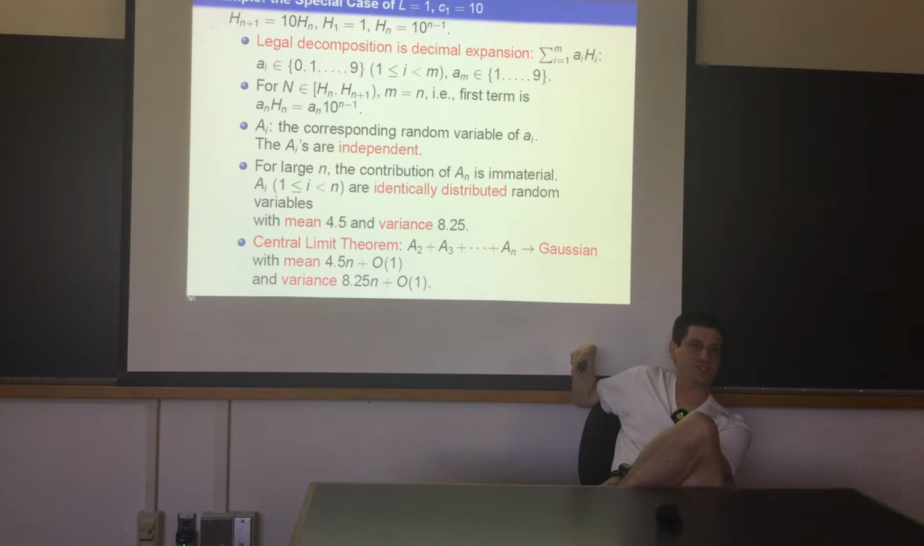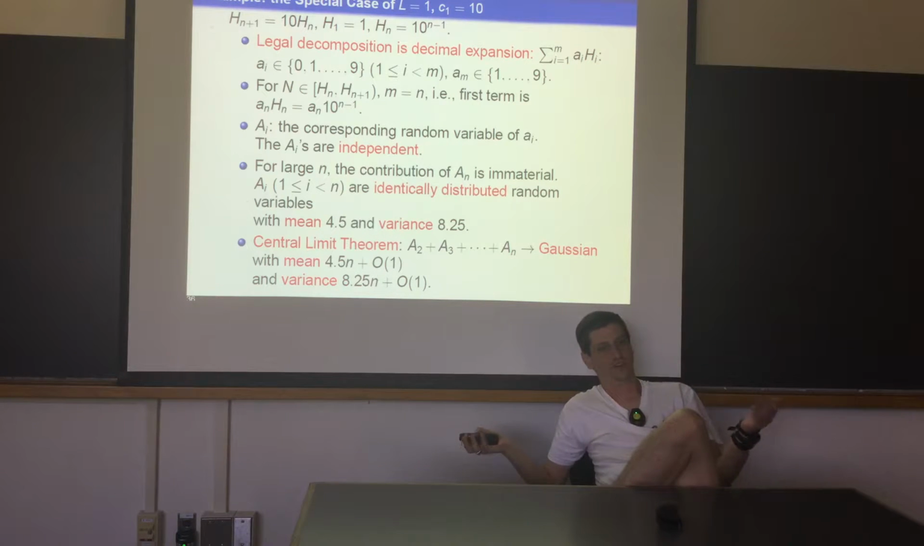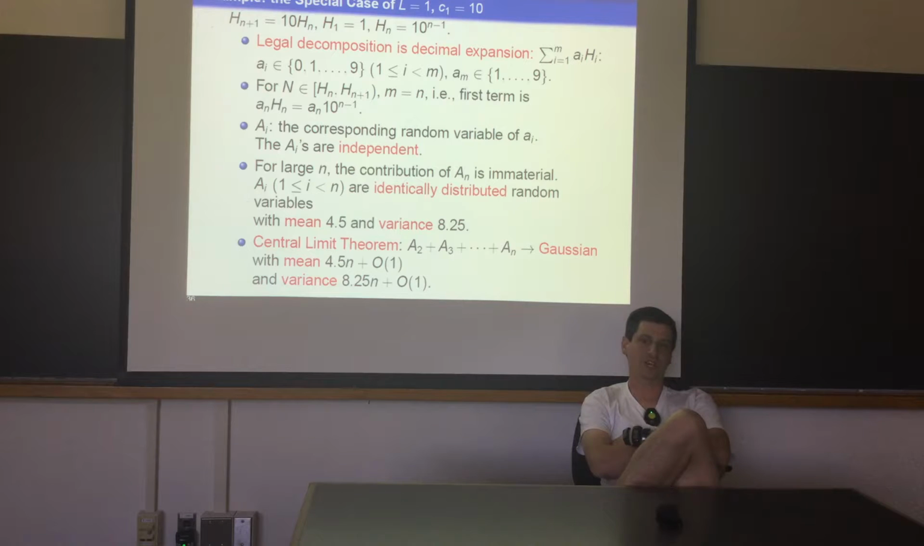All the digits but the first are equally likely to be anywhere between 0 and 9, and then the first digit is equally likely to be between 1 and 9. So if I want to count how many summands I have in my decomposition, I'm just adding the digits. And if you look at all numbers between 10 to the n and 10 to the n plus 1, every digit but the first is equally likely to be from 0 to 9, and the first is equally likely to be from 1 to 9.